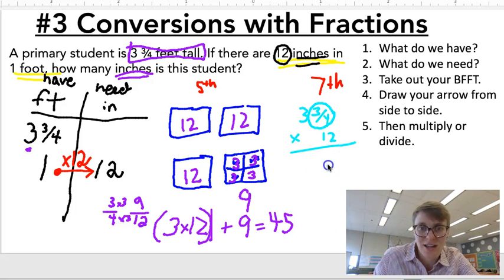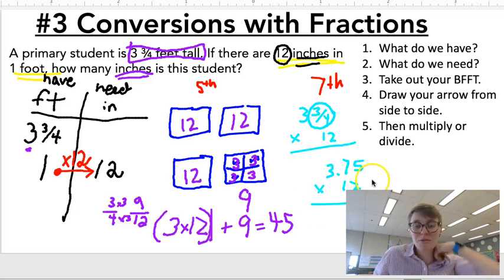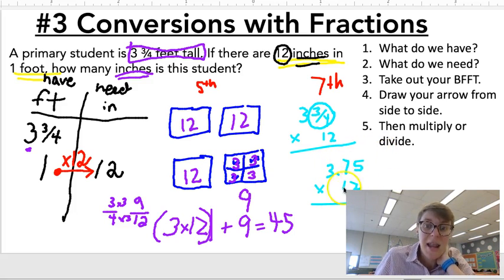So this is just like saying 3.75, because that's 3 3/4 times 12. So all I'm doing here is saying I have a little less than 4 feet, which is 3.75, and I'm timesing it by 12 because there's 12 inches in my 3.75 feet.